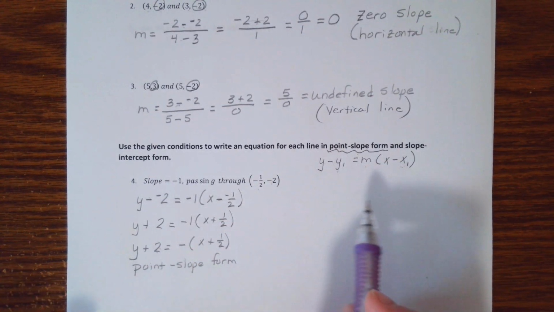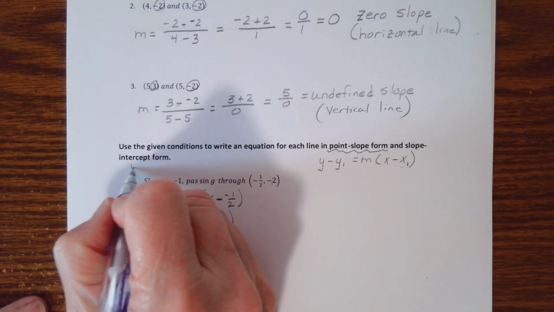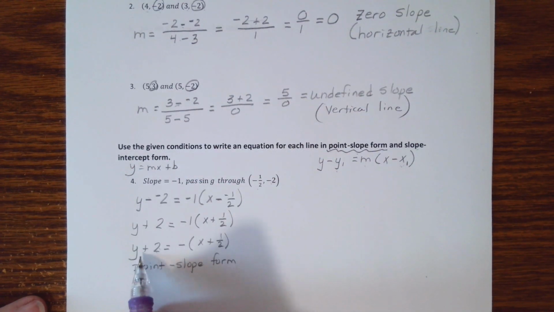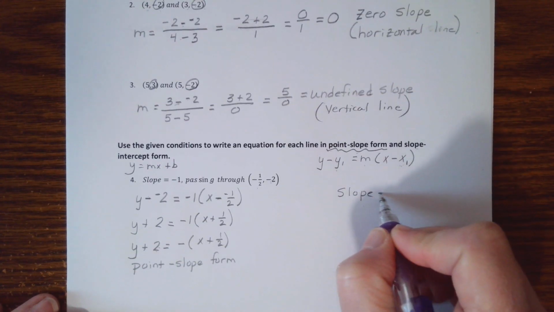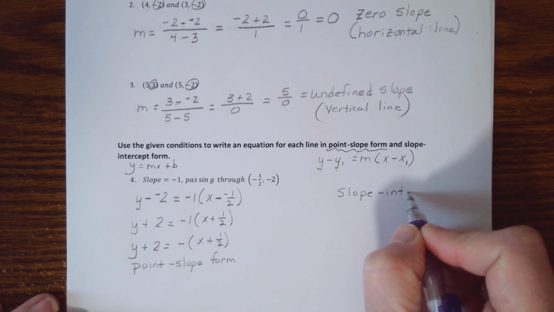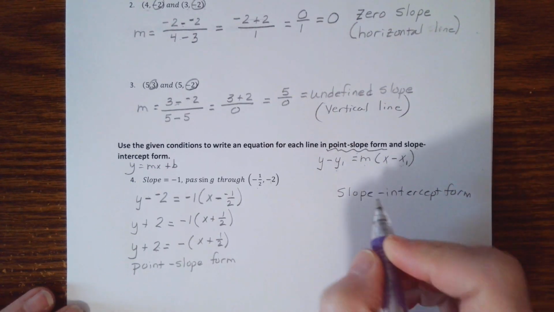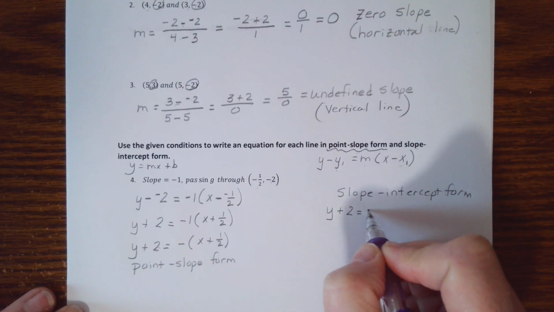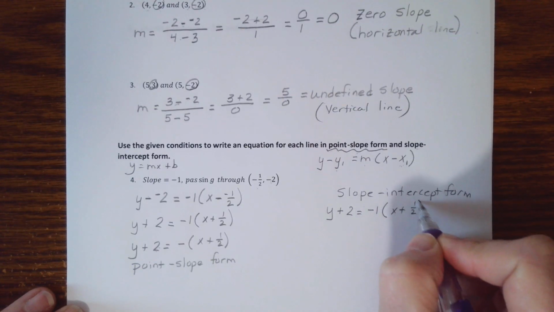Okay. So the second part of this says change this into the slope-intercept form. Well, the slope-intercept form is y equals mx plus b. Right now, I've got to get y by itself. So for the slope-intercept form, we're going to start off with y plus 2 equals, put my negative 1 back there, times x plus 1/2.